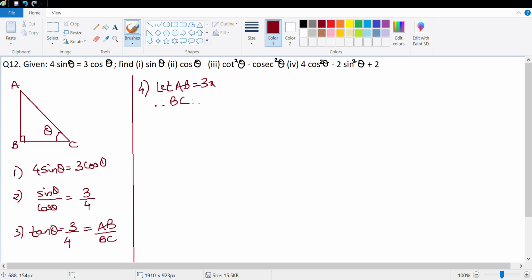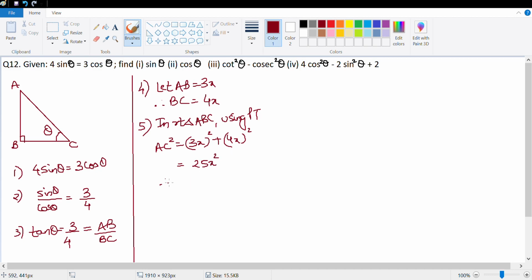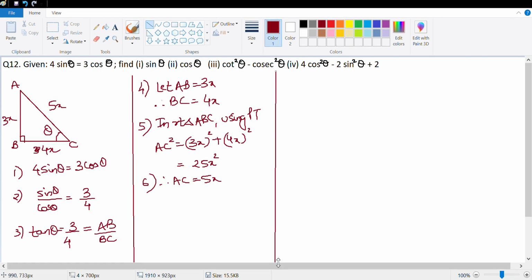Therefore, BC is 4x. Now let's apply Pythagoras theorem. So in right triangle ABC using Pythagoras theorem, I get AC square is equal to 3x whole square plus 4x whole square, which is 9x square plus 4x square, that's 25x square. Therefore, AC is equal to 5x. So BC is 4x, AB is 3x, and this we got as 5x. Now that we have all three sides, we should be able to get whatever answers they want.